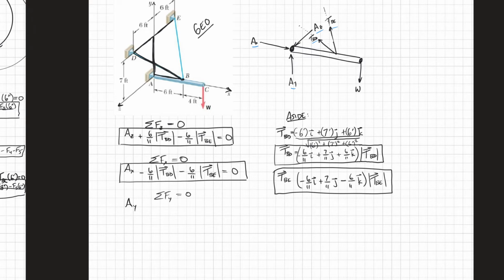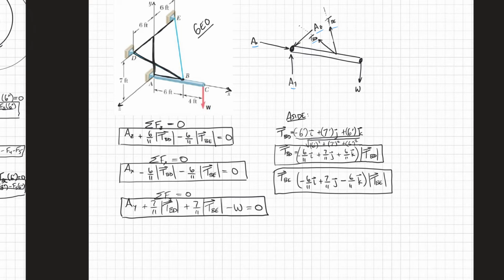So I've got AY. I've got the y components of these tensions, and they're both upwards, plus 7 over 11 TBD plus 7 over 11 TBE, minus the weight equals 0. And again, looking at these equations, everything gets a lot simpler if I know that TBD and TBE are the same. But they won't always be the same, so I'm going to pretend like we don't know that.